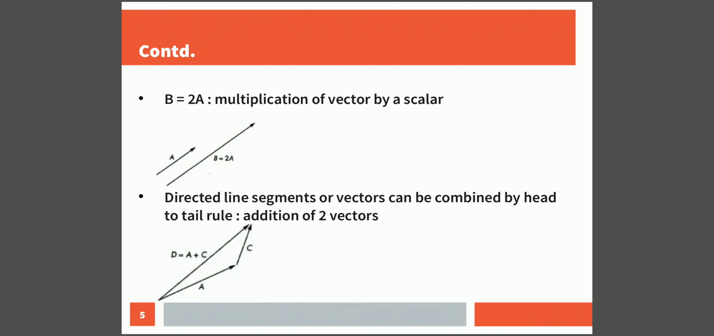When we add these two vectors, we get the third vector, which we represented as D. So D can be represented as D equal to A plus C. The vector D is the result of addition of two vectors, that is A and C. So this operation is known as the addition of two vectors.